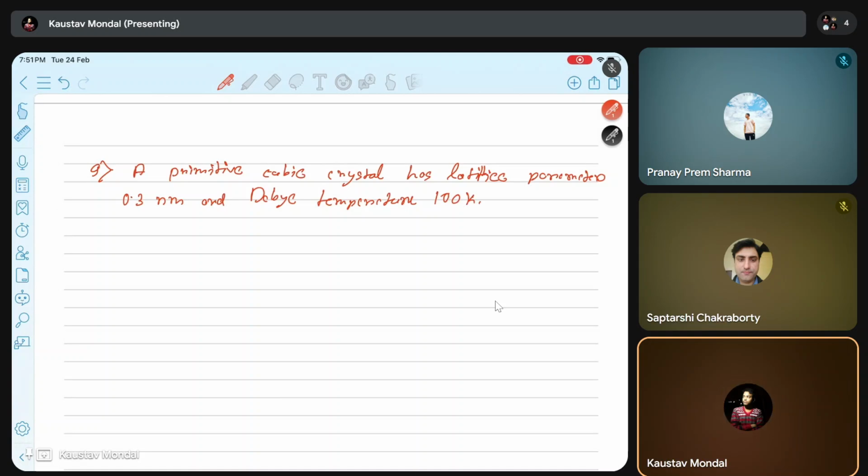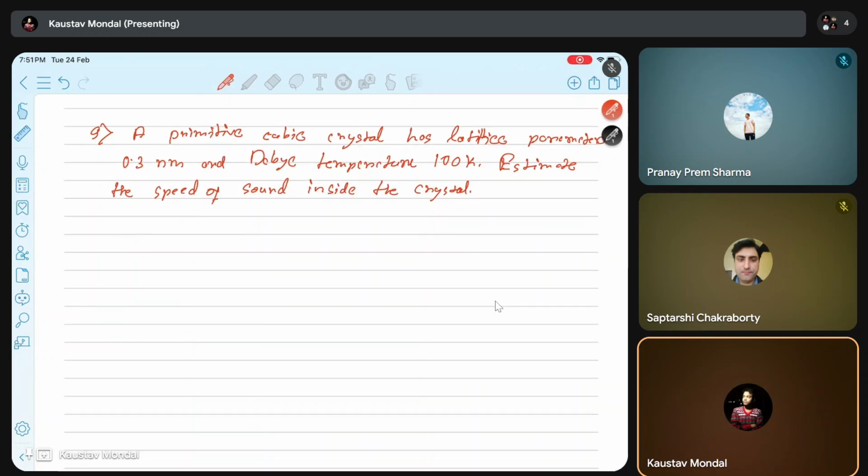Estimate the speed of sound inside the crystal. Okay. The options are: Option A is 917.65. Option B is 1174.32. Option C is 1007.19, and option D is 602.12. All of the units are meter by second.